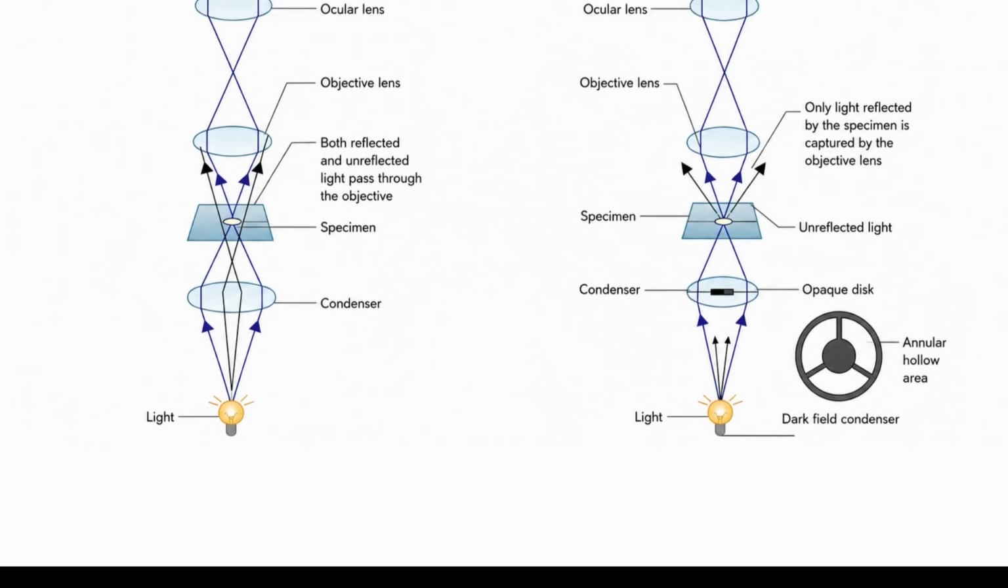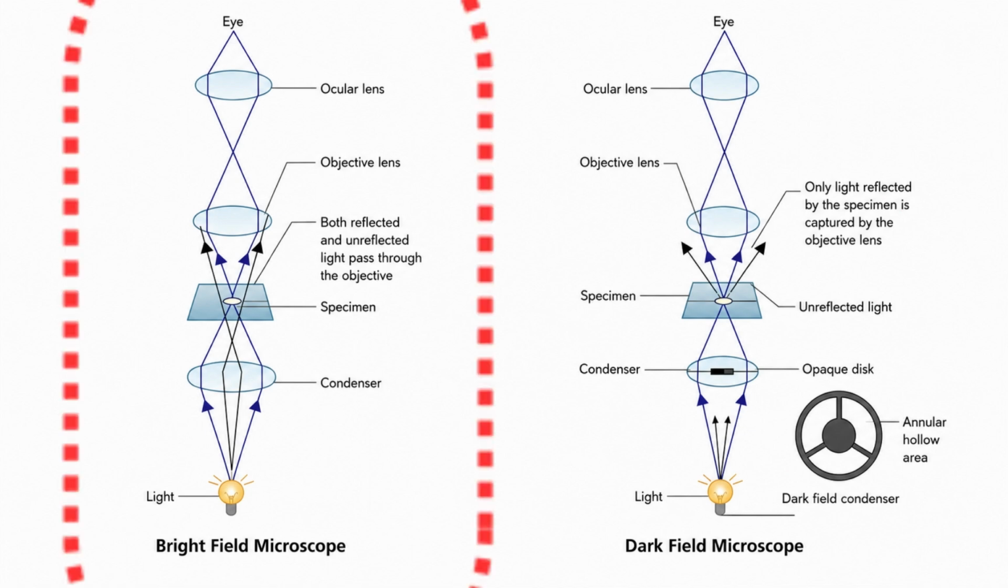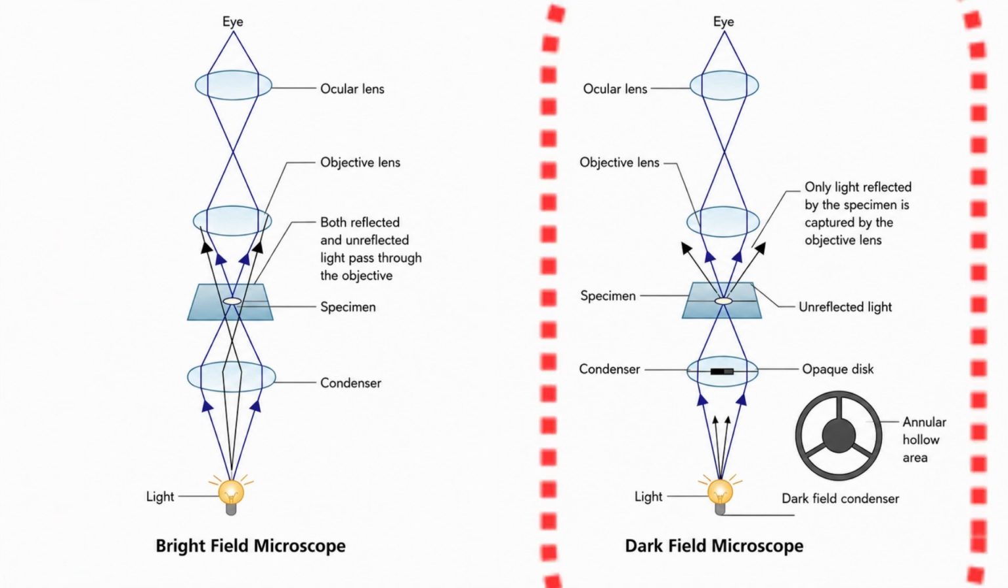Now let's compare the ray diagrams of the two microscopes. In a bright field microscope, the condenser produces a solid cone of light that passes directly through the specimen. The transmitted light enters the objective lens and forms the image. In contrast, the dark field microscope uses a special condenser that blocks the central rays and produces a hollow cone of light. As a result, the direct transmitted light misses the objective lens completely. Only the light reflected, refracted, and scattered by the specimen enters the objective to form the image.